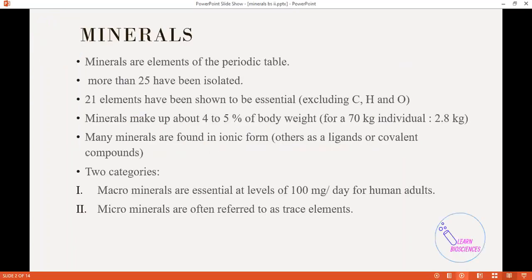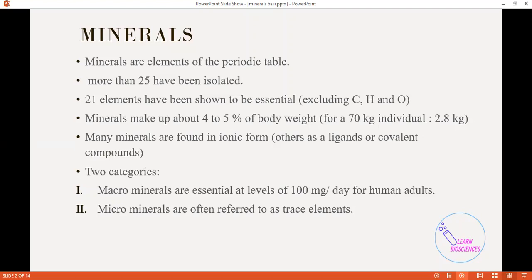So we know that minerals are the elements of the periodic table, and more than 25 have been isolated, out of which 21 elements are essential for our body, excluding carbon, hydrogen, and oxygen, because carbon, hydrogen, and oxygen basically form the backbone of all the macromolecules, which are carbohydrates, proteins, amino acids, and fats.